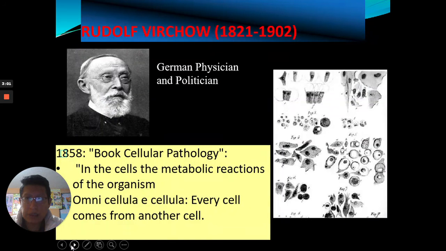After that, we have some information about Rudolf Virchow. He was a German physician and politician. He was born in 1821 and he died in 1902. In 1858, in the book Cellular Pathology, he says that the metabolic reactions of the organism occur in the cells, and he affirms omnis cellula e cellula. He said that every cell comes from another cell.